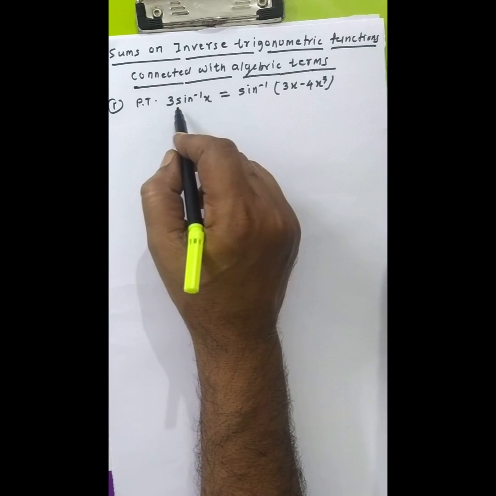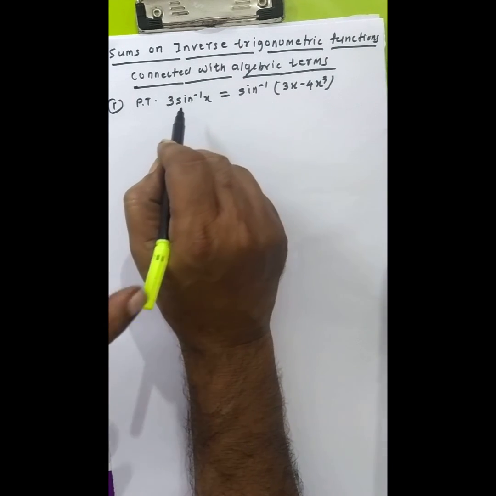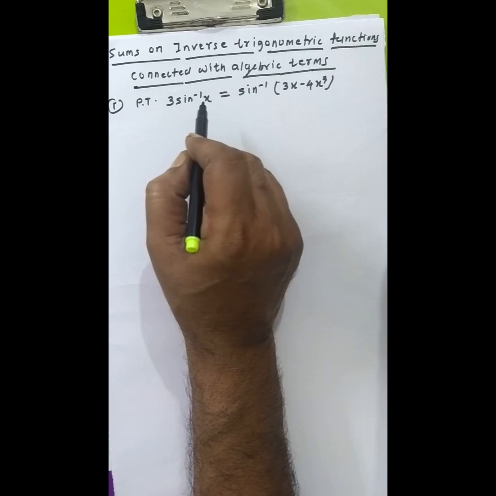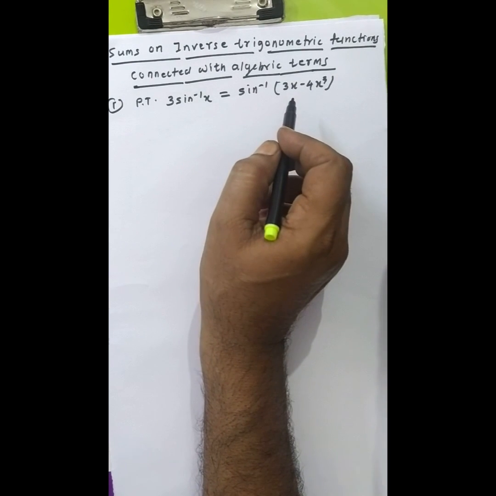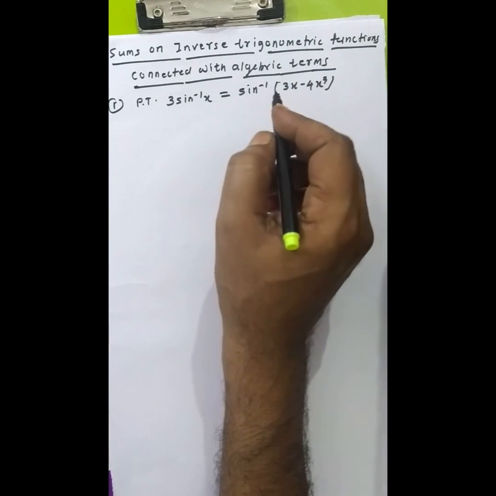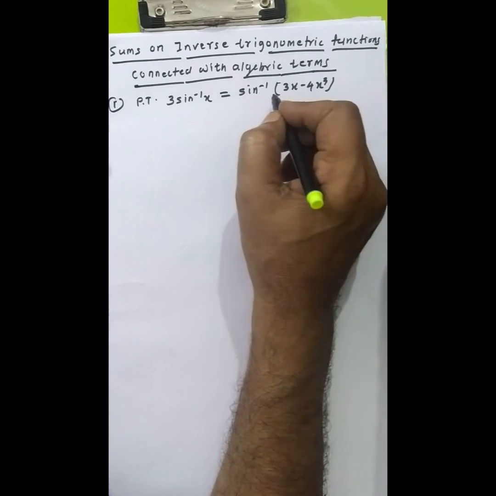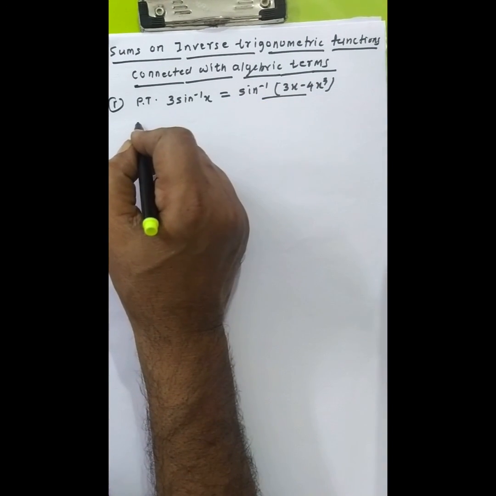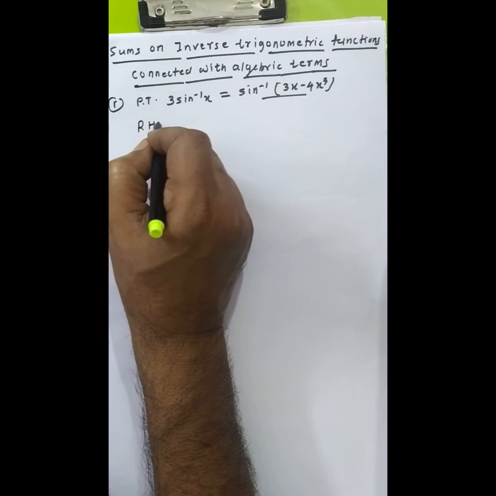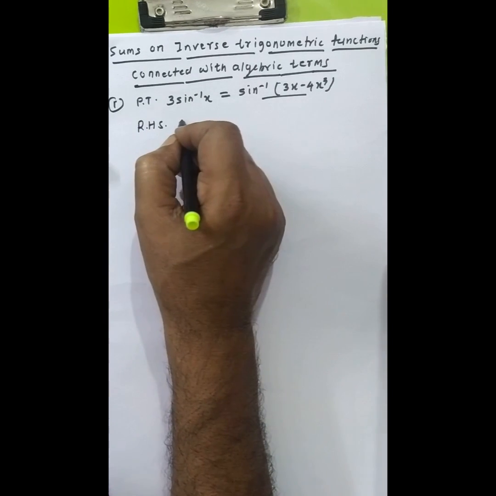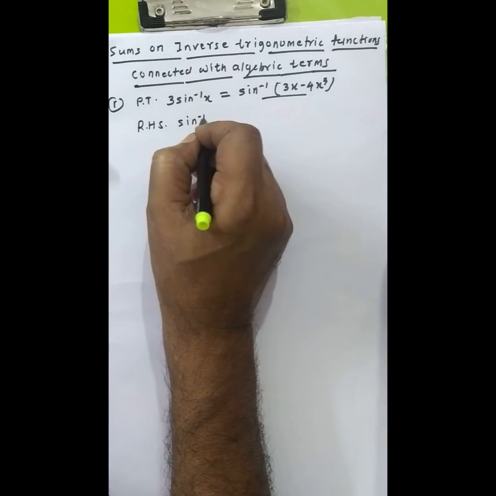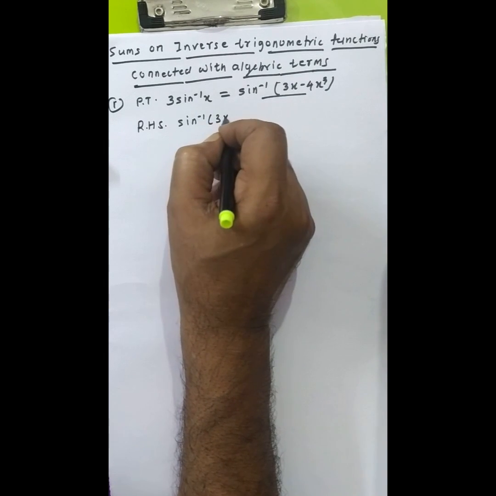So the first sum is prove that 3 sine inverse of x is sine inverse of 3x minus 4x cube. I will take the right hand side because it contains more number of terms. RHS: sine inverse of 3x minus 4x cube.